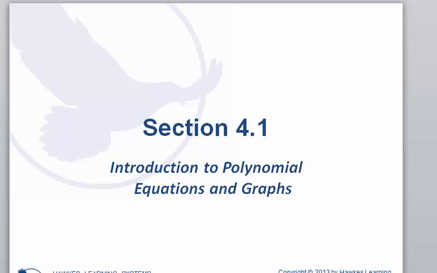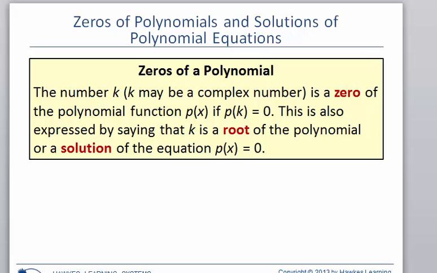We'll now begin section 4.1 and discuss polynomial equations and graphs. We'll begin with the discussion of the zeros of a polynomial.